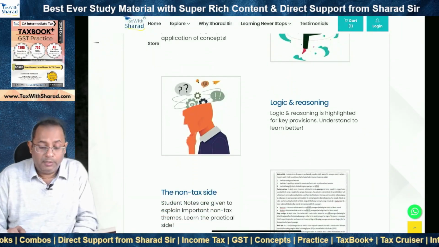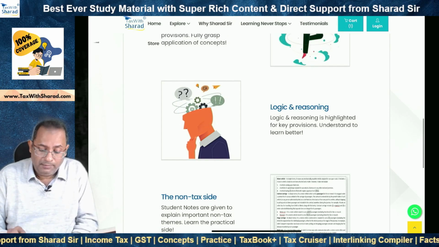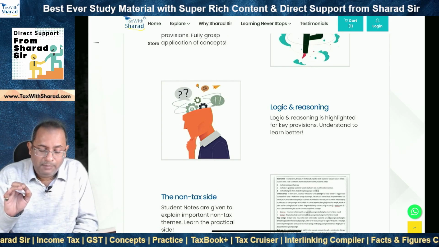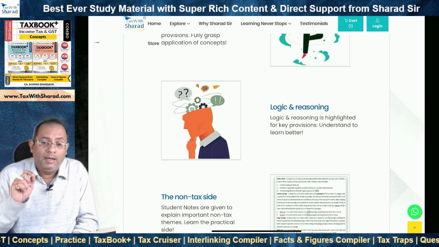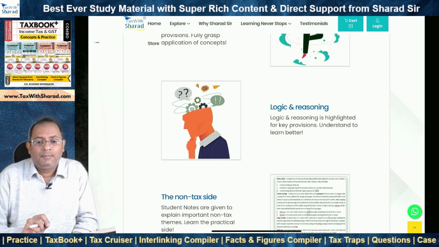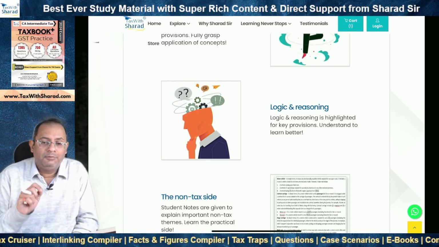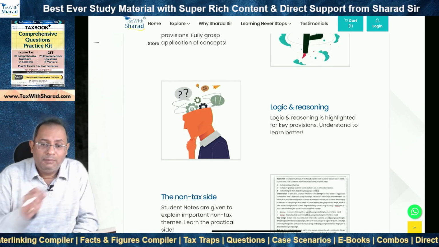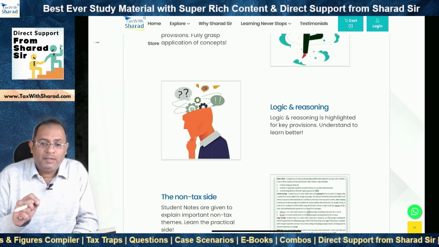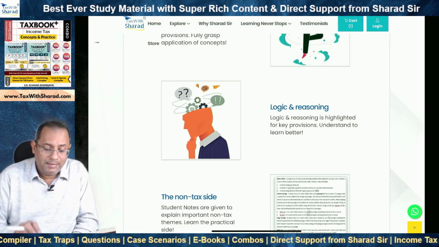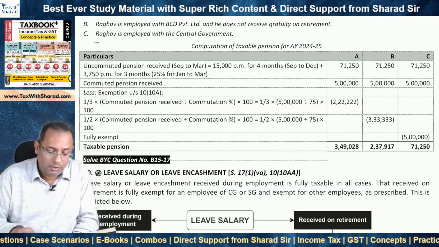After illustrations, what do you get in terms of helping you grasp concepts properly? Logic and reasoning. Logic and reasoning is highlighted for key provisions. And why is this important? It's really, really important because it helps you understand and learn better. Unless you know the why of a provision, it becomes very difficult to understand, very difficult to apply, and very difficult to remember. If you know the why, then it becomes easy to apply, easy to understand, and easy to remember and recollect in the exam. So that's why logic and reasoning is very important. Logic and reasoning is given across the book.